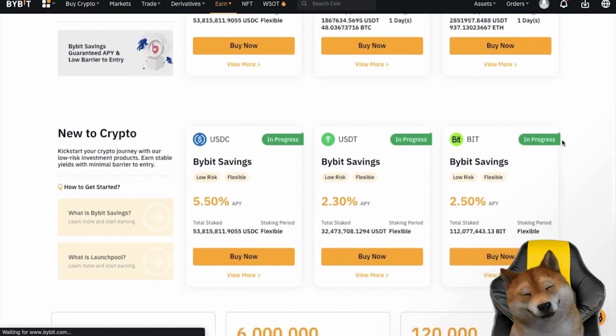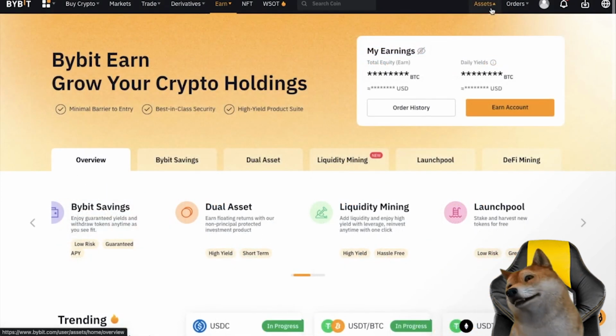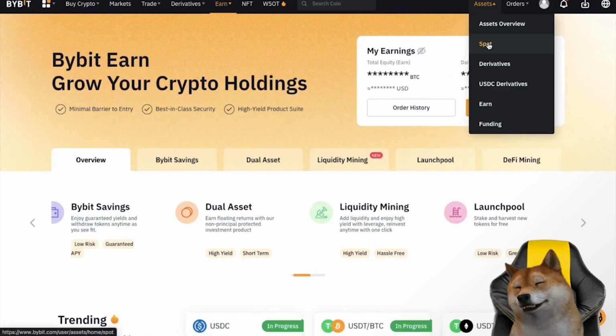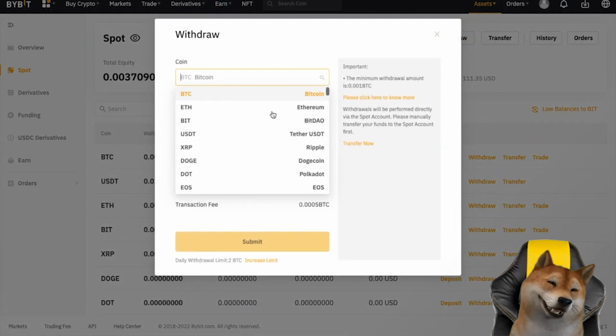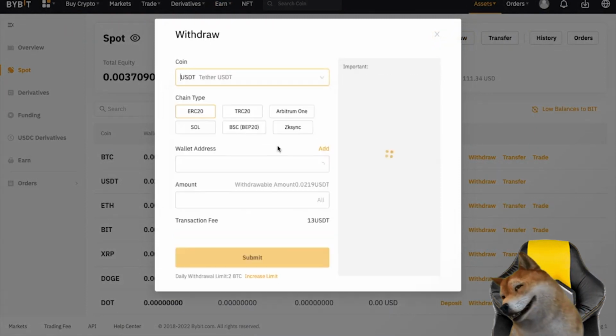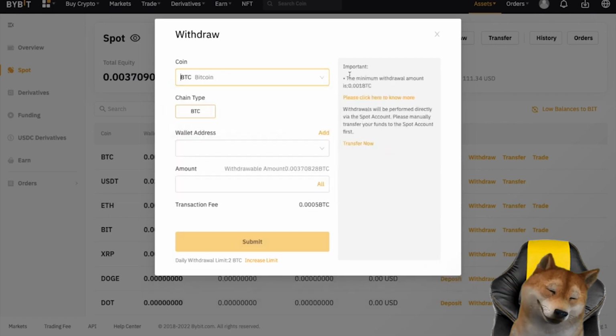But what if you want to withdraw your crypto to the safety of a hardware wallet? Well, in this case, you would choose assets, then spot and withdraw. From here, you can choose the crypto you want to withdraw and then select the chain, which in the same way as depositing will need to be correct for the address or the wallet or the lending platform that you are sending your crypto to.